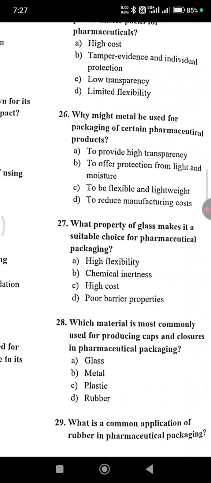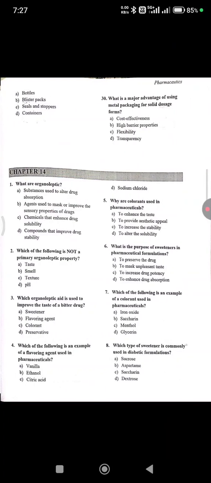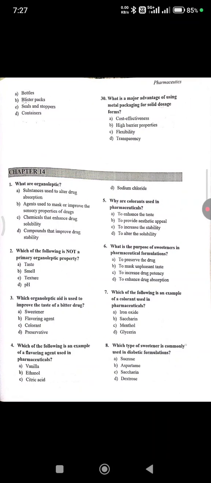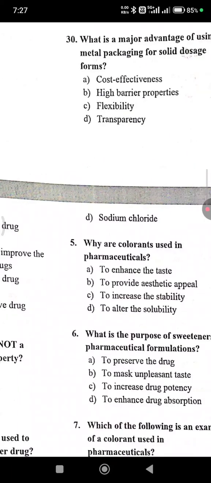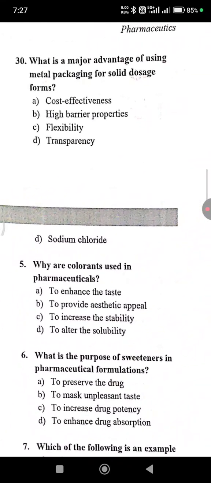What is a common application of rubber in pharmaceutical packaging? Seals and stoppers. What is a major advantage of using metal packaging for solid dosage forms? Option B, high barrier properties.